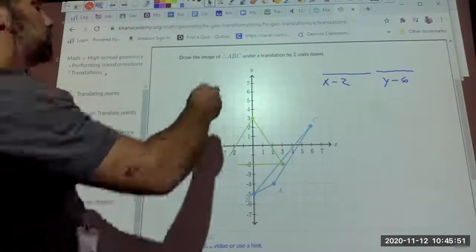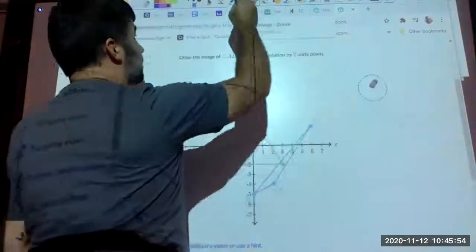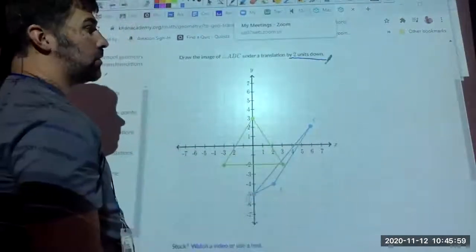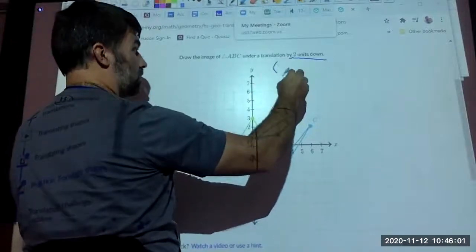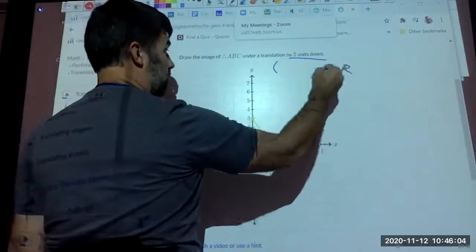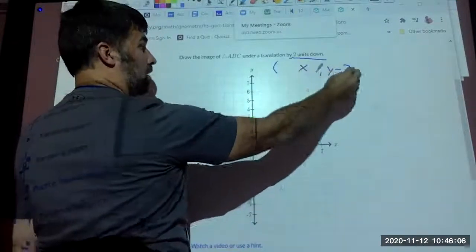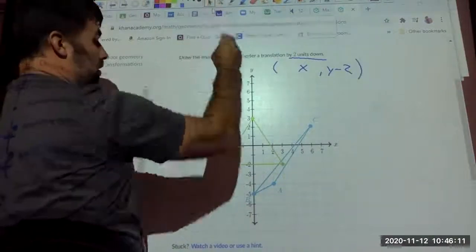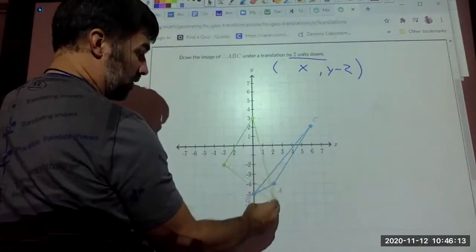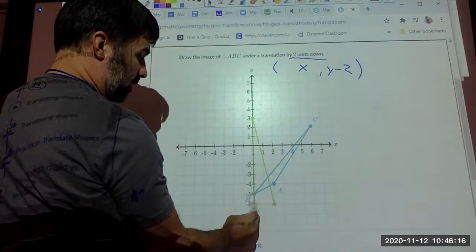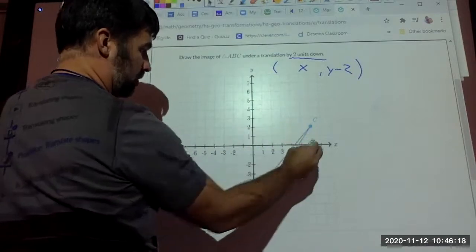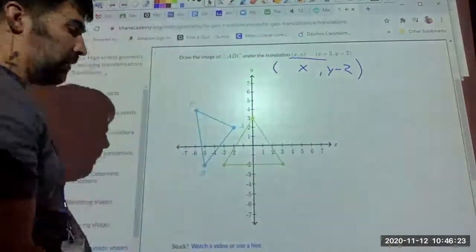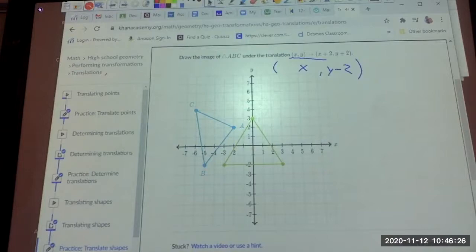Now, the only thing with this says 2 units down. So all you're doing is taking this blue one and shifting it down 2, which if we did coordinate notation, down 2 is y minus 2, and I didn't move left or right, so x will just be x. So that would be your coordinate notation if it asks for that. But we're just going to take all these and take them down 2. So A is going down 2, B is going down 2, and C is going down 2. Again, 4 of these, you got to get 3 out of 4 of those too.